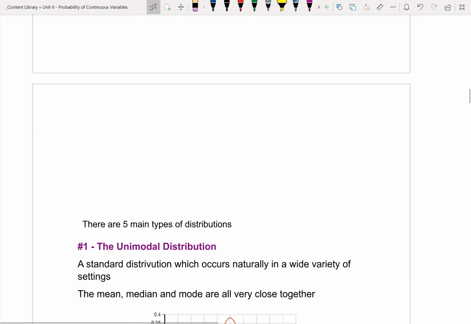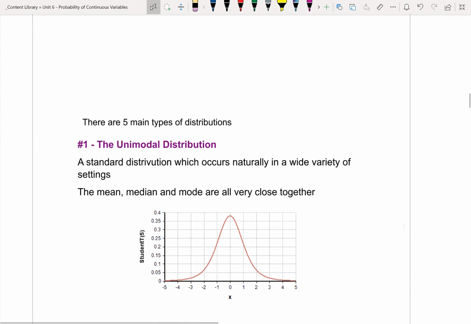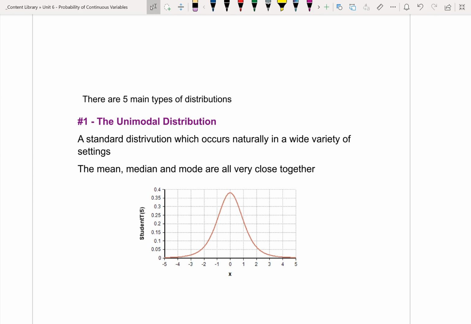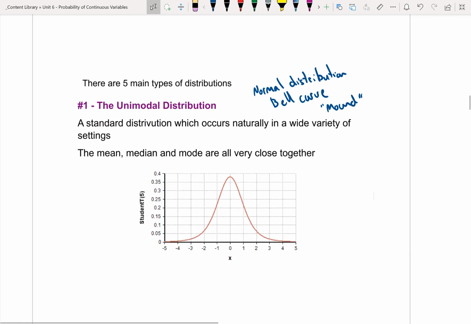There are 5 main types of distributions that we may see. The first one is the unimodal distribution, or one-mode distribution. This is also considered a normal distribution. It could be called a bell curve, or mound, but it's a standard distribution which occurs naturally in a wide variety of settings. And the mean, median, and mode are all very close together.